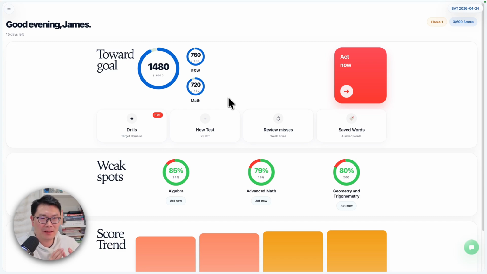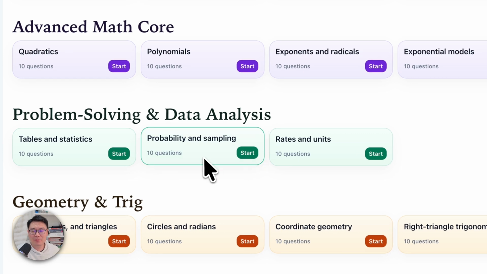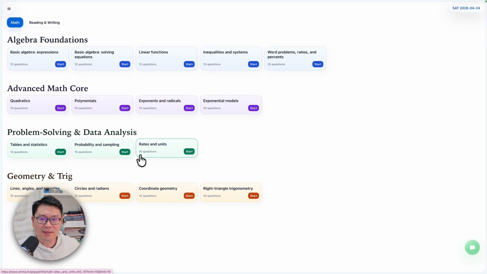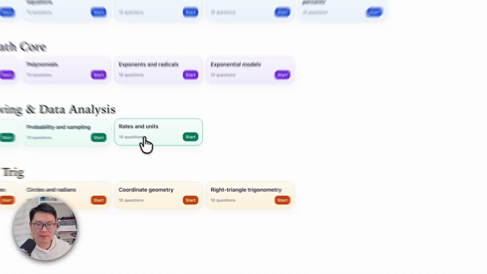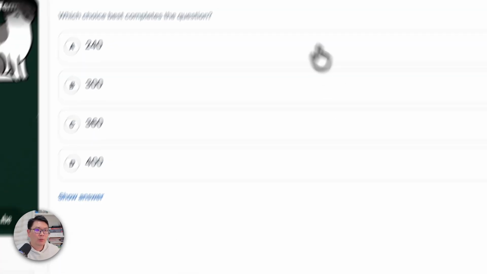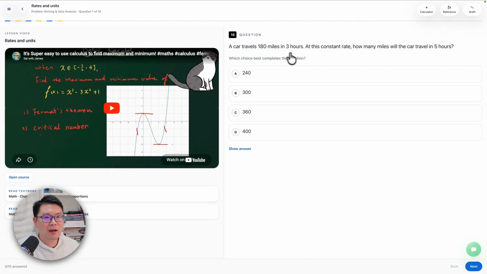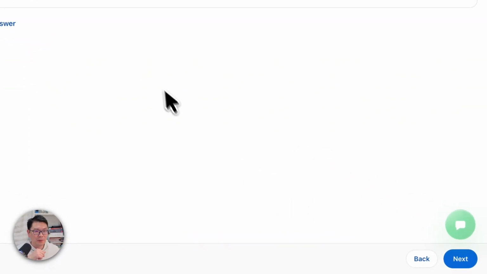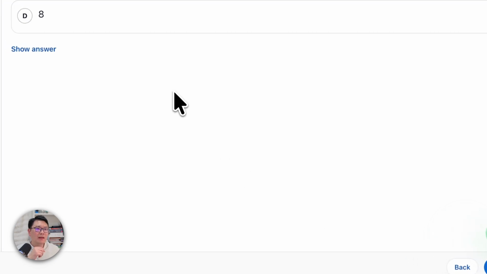So we're going to talk about episode 11, and then let's just click drills to get to the topic. Last time we talked about probability, and this time we're going to talk about rates and units. Let's just click in and get to the problem. We actually have talked about this problem when we were talking about solving functions, right? So today we're going to skip this problem and try to use another example. Let's just click next and get to the next one.